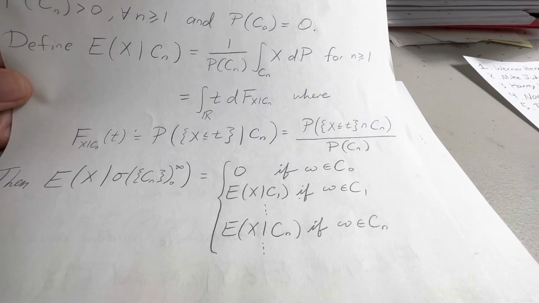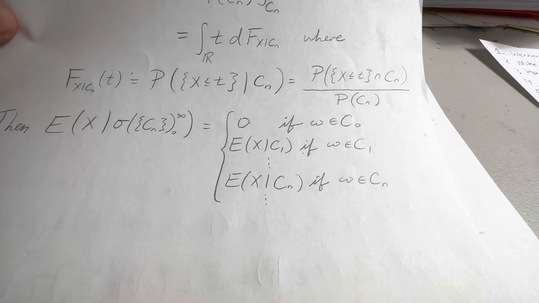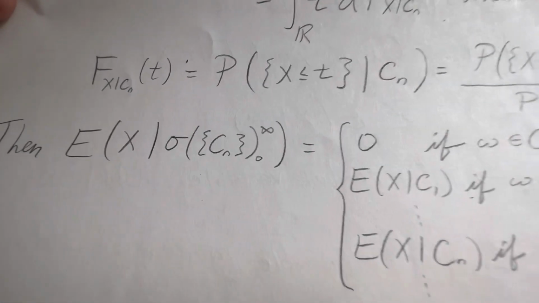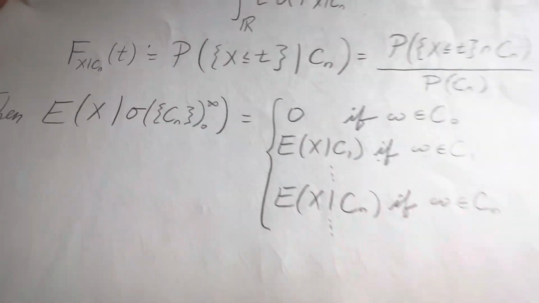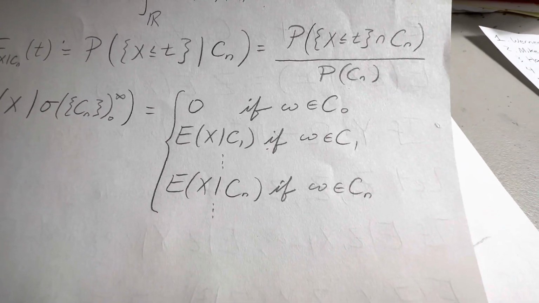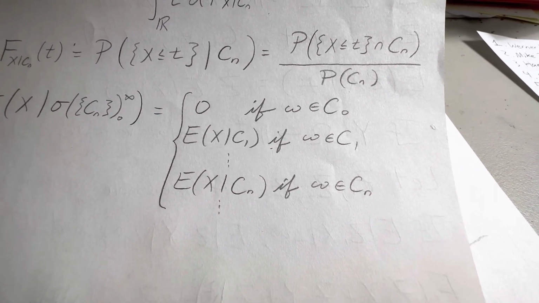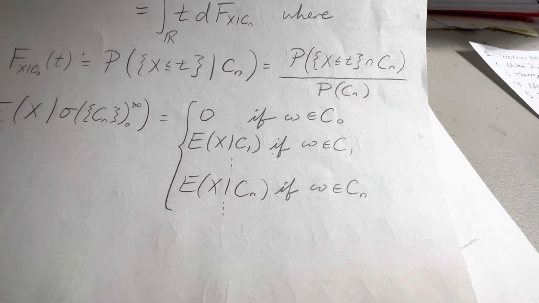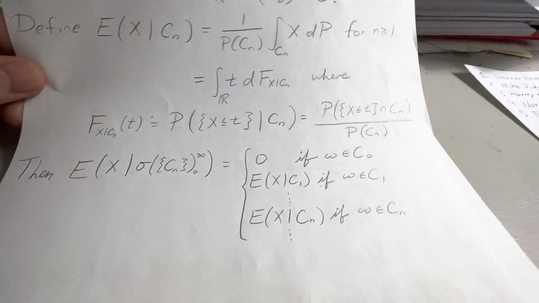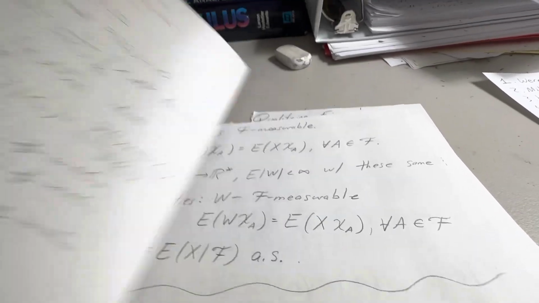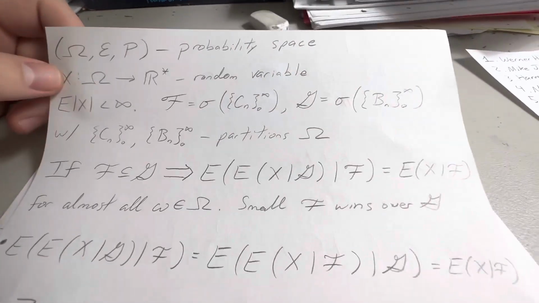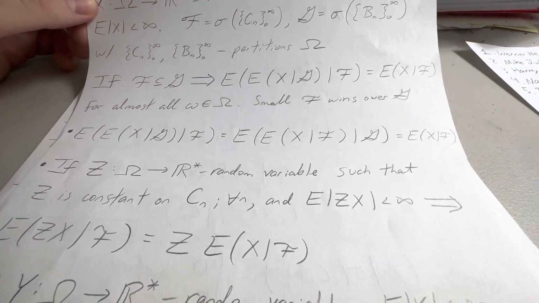And then using those expectations, we can define the following random variable: the expectation of x, given the sigma algebra generated by the partition, to be this function here, where it takes those constant values over C0, C1, and so on and so forth. So that page was just definitions, and then these next couple pages talk about different properties.